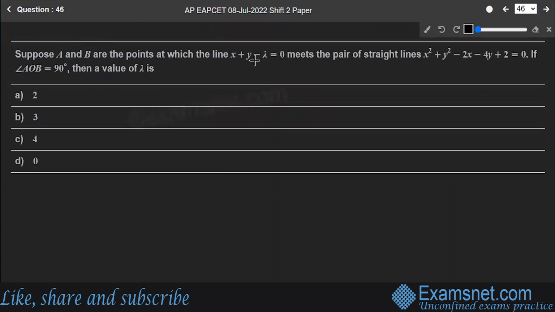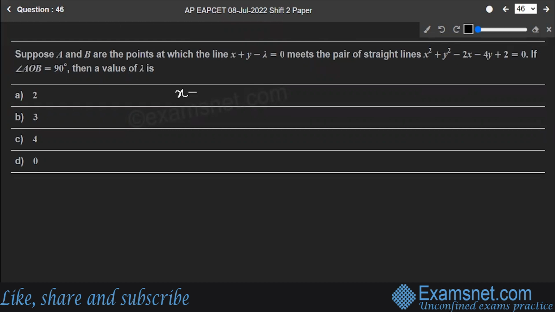Suppose A and B are the points on the line x plus y minus lambda is equal to 0, which meets the pair of straight lines, this is equal to 0. If angle AOB is 90 degrees, then you have to find out the value of lambda. What you are given in the question is the equation. Let's write down the equation first.